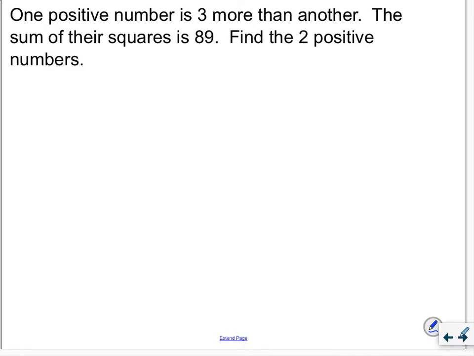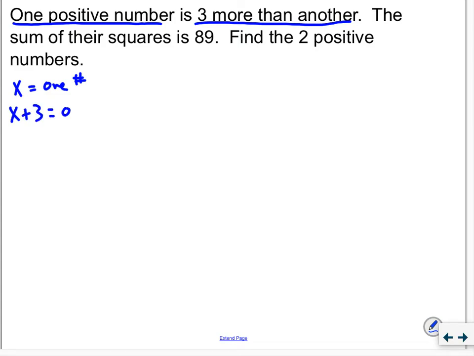One positive number is 3 more than another. Oh boy. So before we go any further than that, one positive number is 3 more than another. Well, let me call x one of them. And then what if we say that the other one is 3 more than that, x plus 3? So there's one number and the other number.